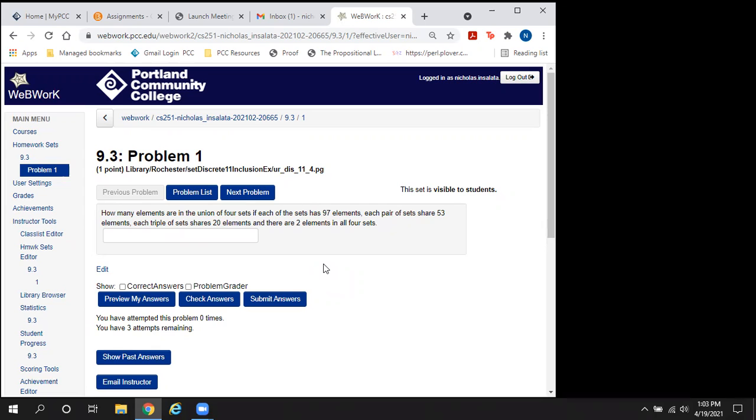Yep, we did something like this before. Yep, it's a Venn diagram. That's right. You can also use a formula. You don't have to use a Venn diagram, but you can do it either way.